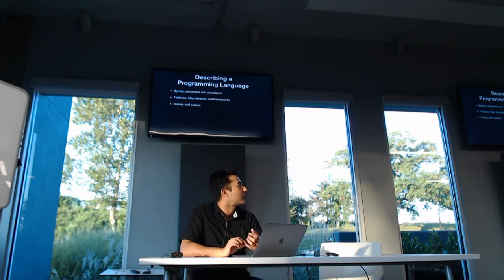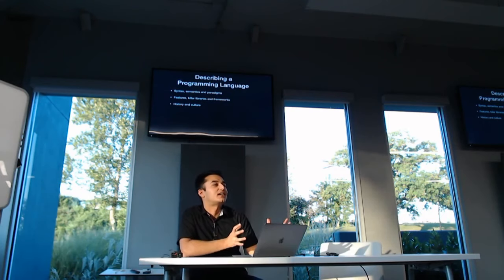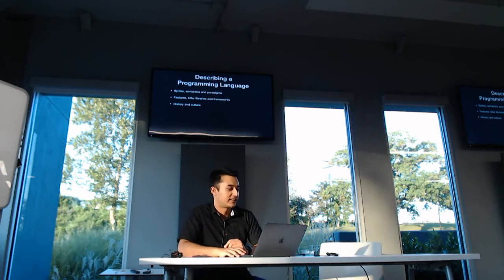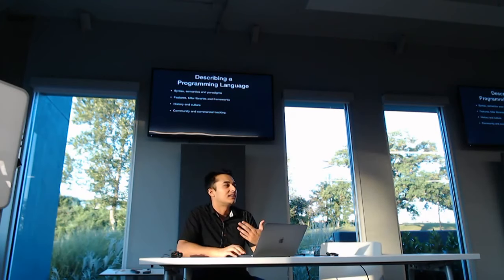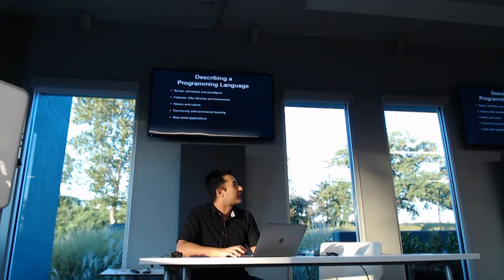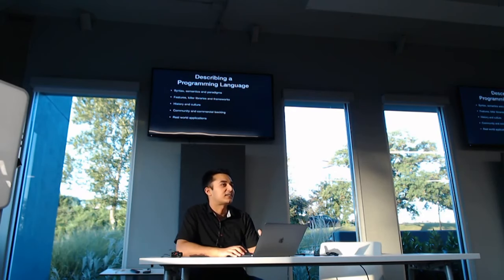And then you can also talk about the history and culture of a language, where it comes from. When you're talking about COBOL or Fortran, it came from an era where they had certain constraints. You can also talk about community and commercial backing. The Node.js JavaScript community is massive, so you can describe a language like that, or by who's backing the language, like .NET with Microsoft, C#, and Apple with Swift, or what real-world applications are written in a language. So you can describe a programming language in a lot of ways.